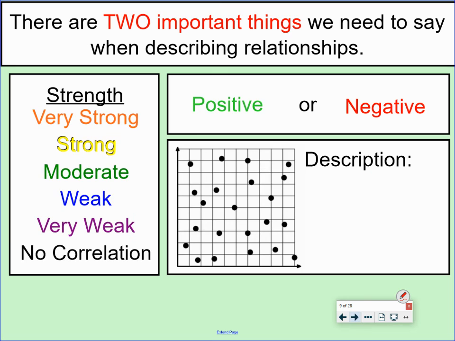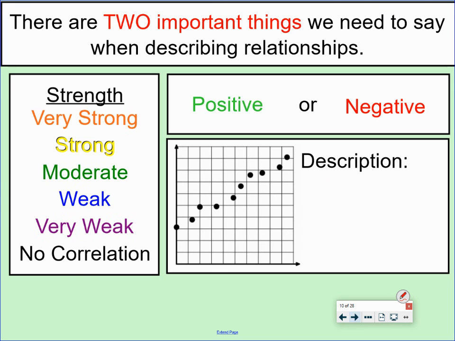So let's do another one. Can we even tell on this one if it is positive or negative? Looking at it, we can't tell at all. So we would call this no correlation. And we're going to talk about that a little more.